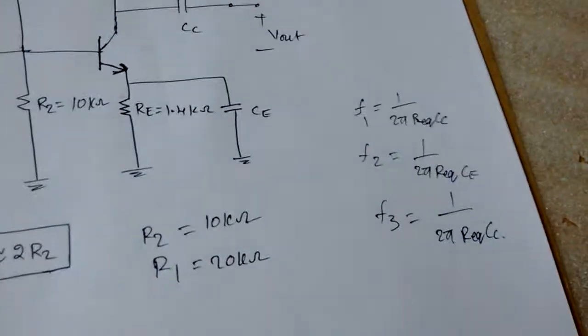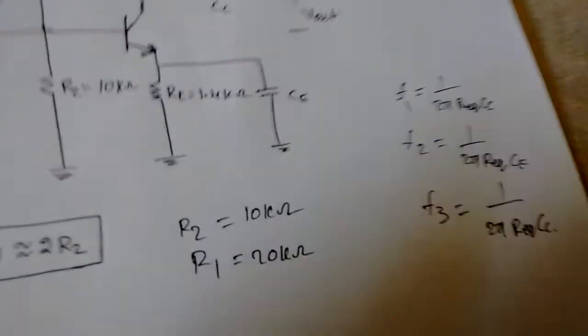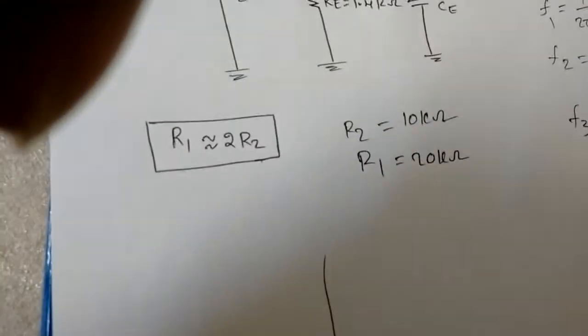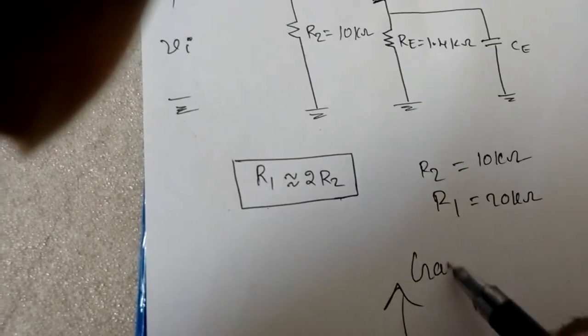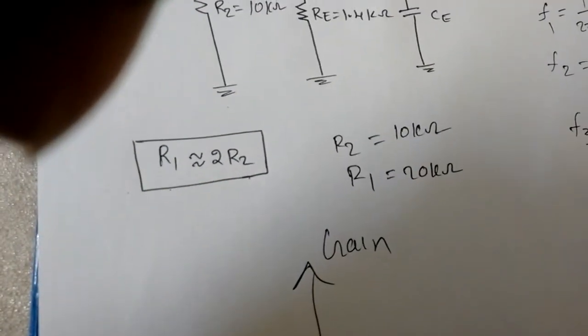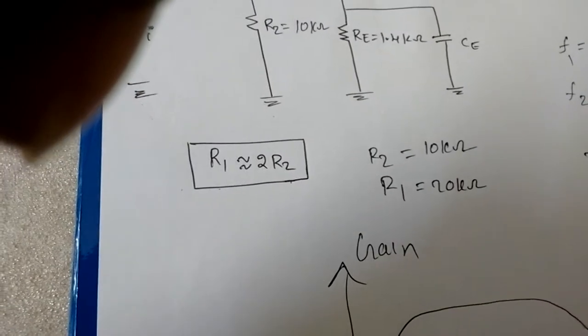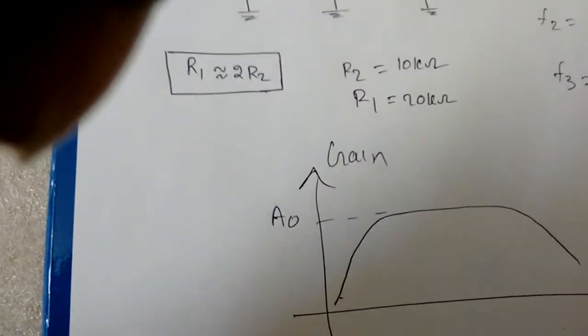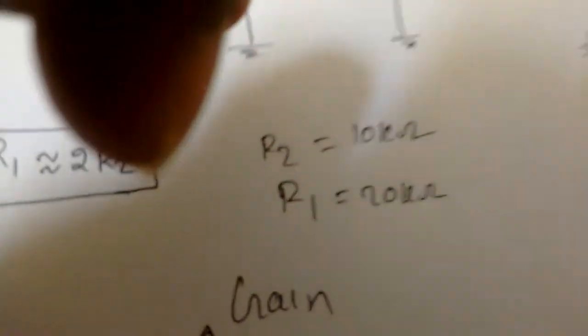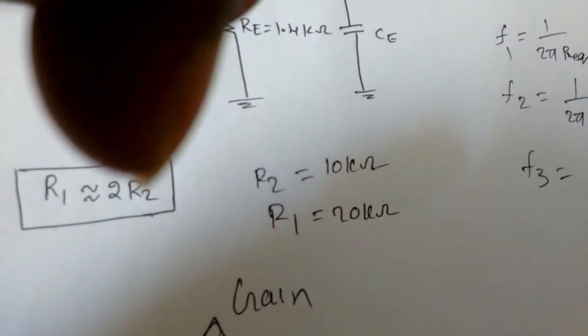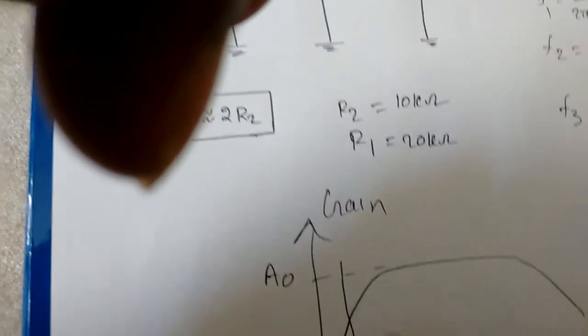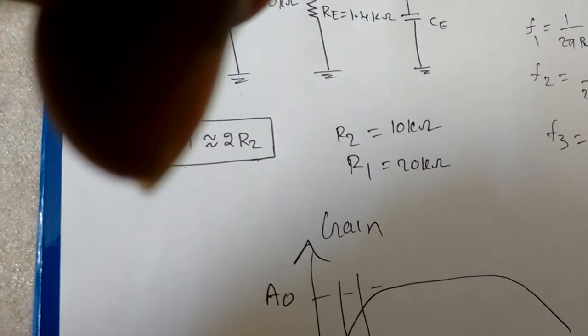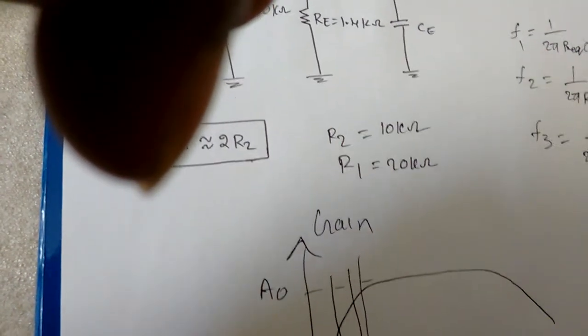So depending on these three frequencies, if you plot the frequency response of the CE amplifier, this is gain versus frequency, so you may get something like this. This is the maximum gain I can get, A0. Now these F1, F2, F3 will become like this. This is suppose F2, F1 and approximately F3.